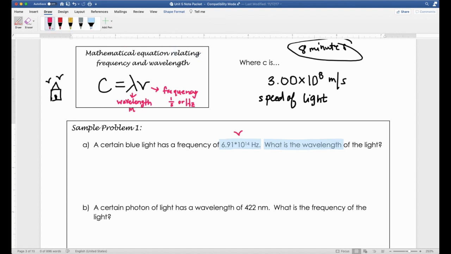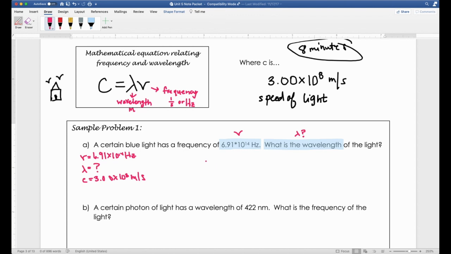So let's go ahead, and I'm just going to put a little lambda sign above this. That's what we're trying to find. And again, I always know C. C is always equal to 3 times 10 to the 8th meters per second. I sometimes like to make a list off to the side. So for example, I know frequency, 6.91 times 10 to the 14th hertz. I want to know the wavelength, and I know C, 3 times 10 to the 8th meters per second.